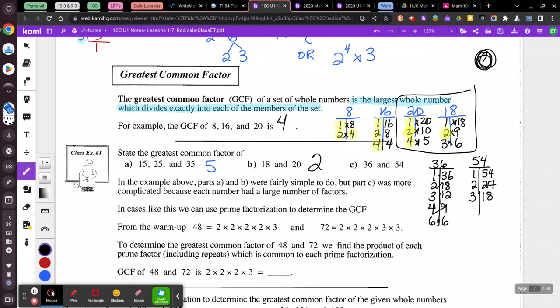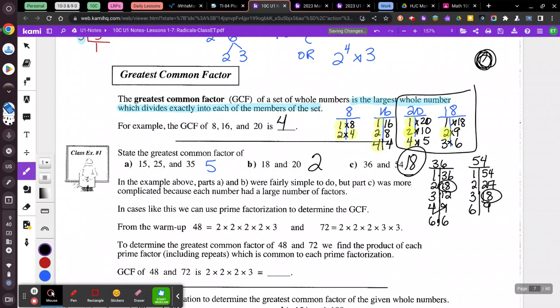Okay, 54 divides by 6 and 9. So if we take a look at both those lists, which numbers do they have in common? Well, they've got 6 in common, they've got 9 in common, they've got 18 in common. Is there anything bigger than 18? No, 18 is the largest. So 18 is the GCF there.